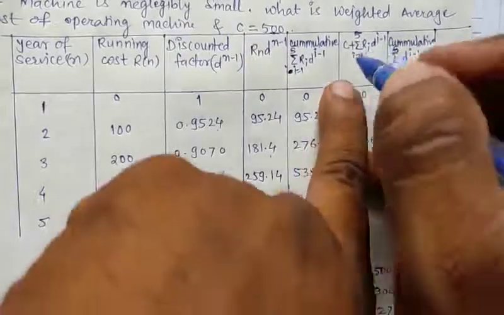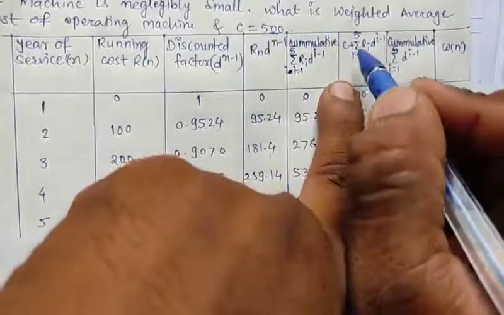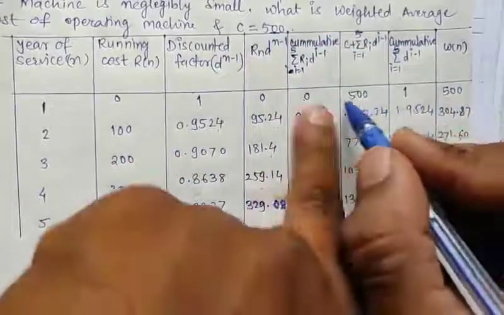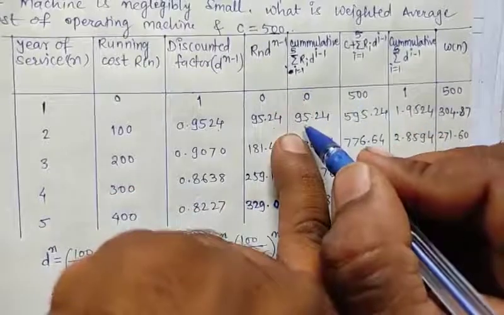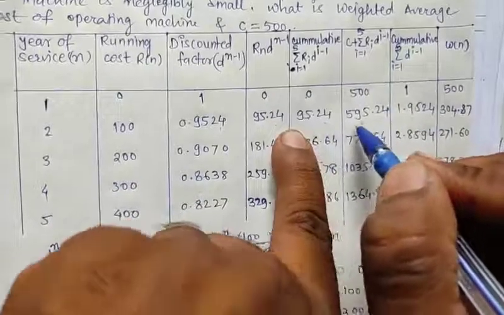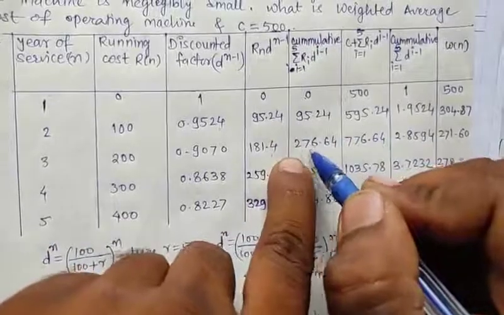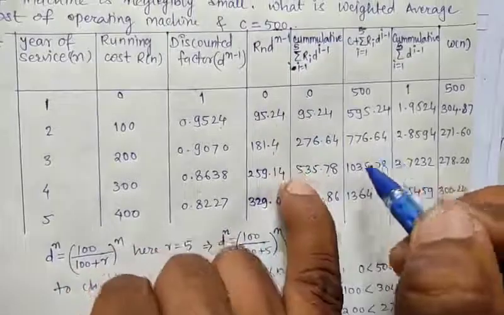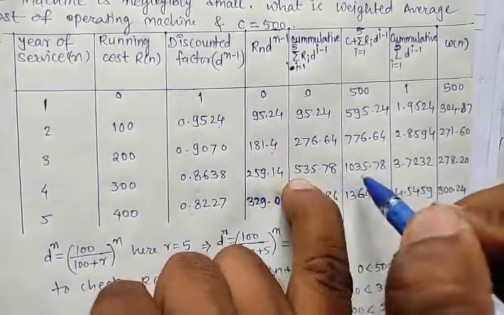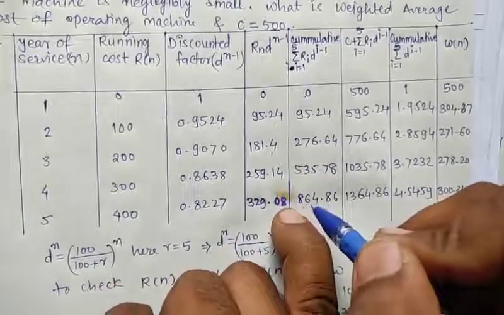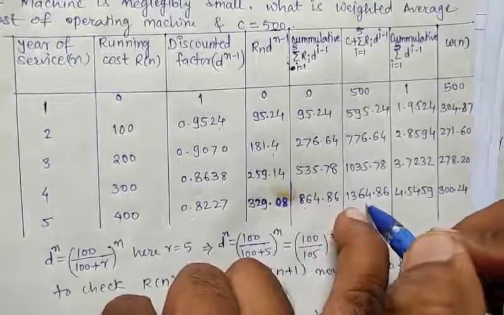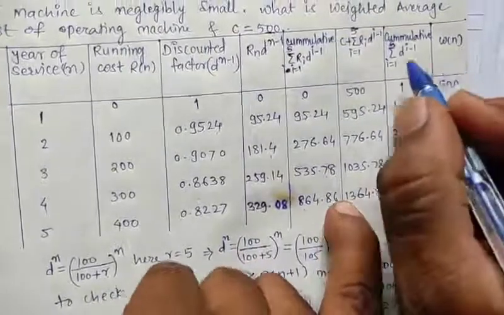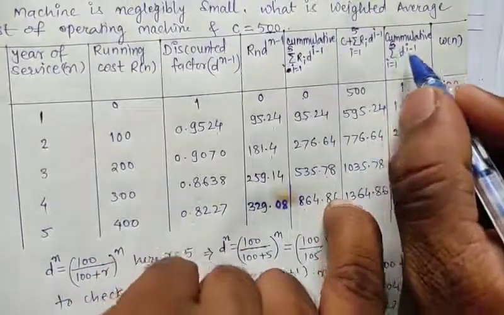Now next is C plus summation i from 1 to 5 Ri d raised to i minus 1. So C, cost of machine, is 500. So add 500 for each of these cumulative values. So we get 0 plus 500 is 500, 0 plus 95.24 we get 595. So 500 plus 276.64 we get 776. Now 500 plus this we get 1035. Next 500 plus this we get 1364.86.